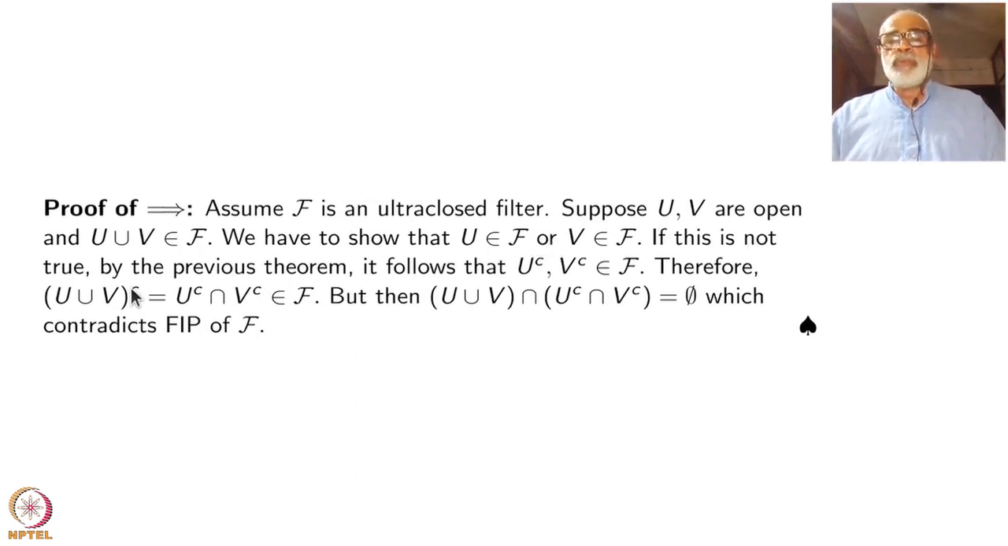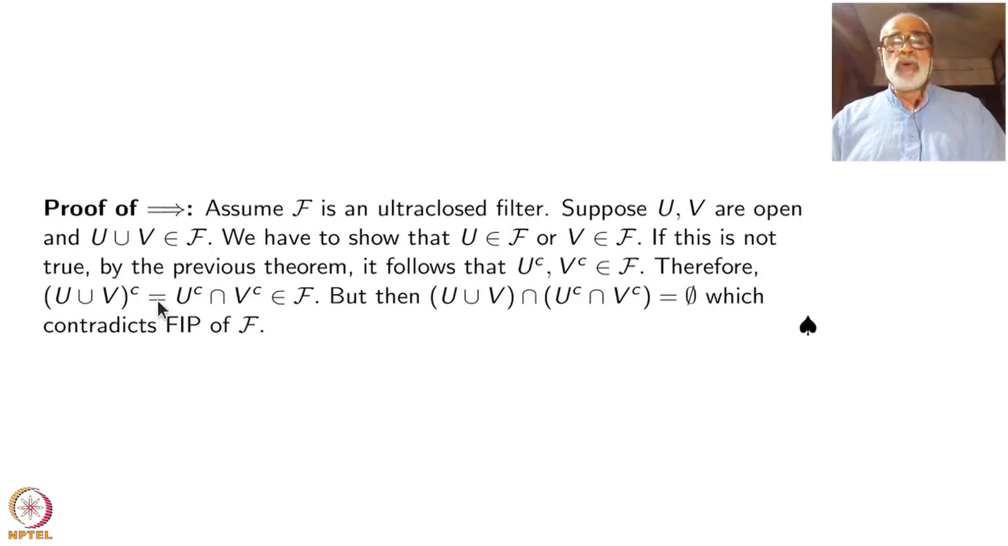U and V are open subsets such that the union is inside F. We have to show one of them is inside F. This not being true means what? Let us examine that. Suppose this is not true, then neither U is there nor V is there, so it follows that the complements U^c and V^c must be inside F, because F is an ultra closed filter and we can use the previous theorem.